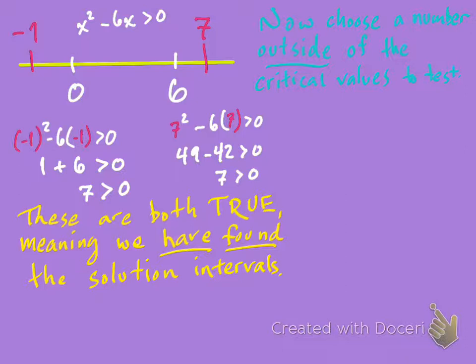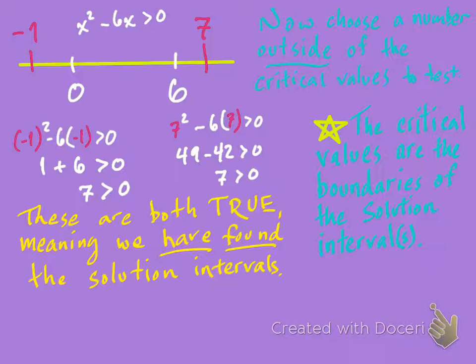So the interval between 0 and 6 did not work. By default, that actually means that the intervals outside of that region do work. But we tested it here just to kind of verify that. So any number greater than 6 will make that inequality true. And any number less than 0 will make that inequality a true statement. So we have in fact found the solution. Those critical values are the boundaries of those solution intervals. Okay, so now we found the solutions.